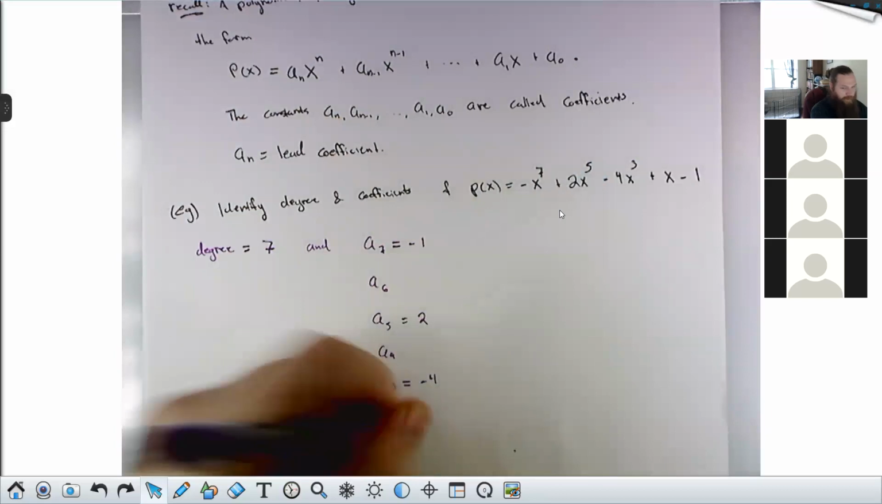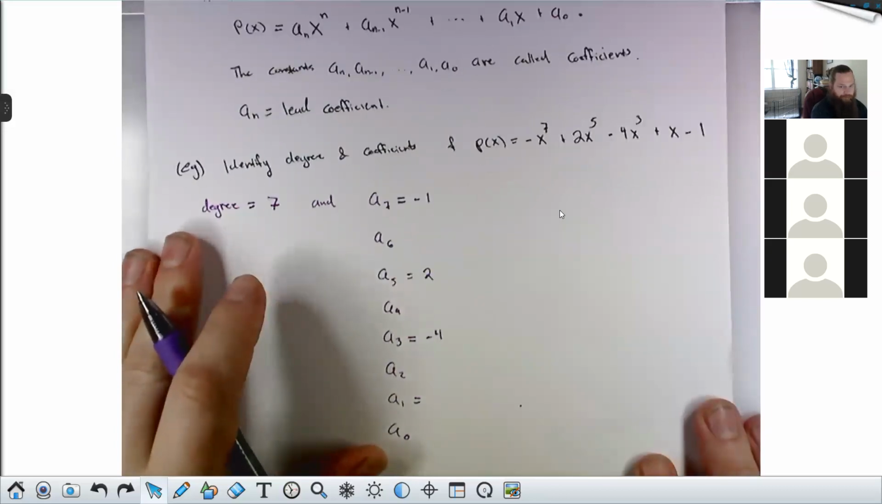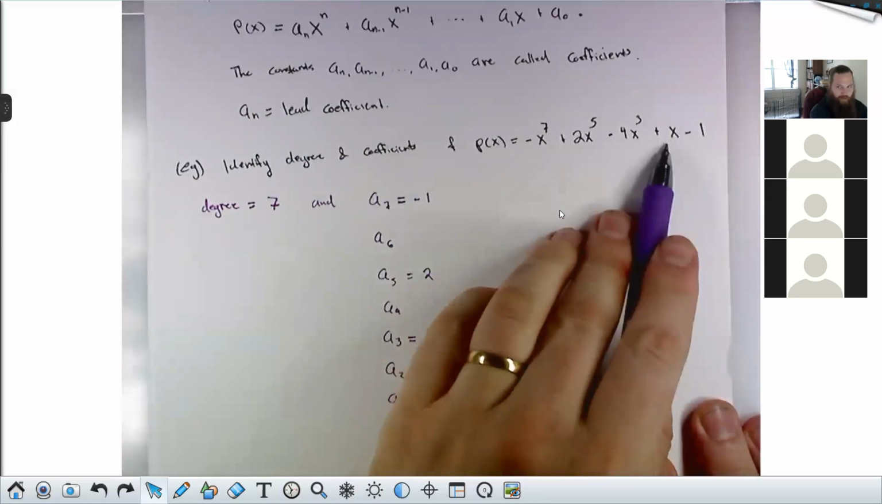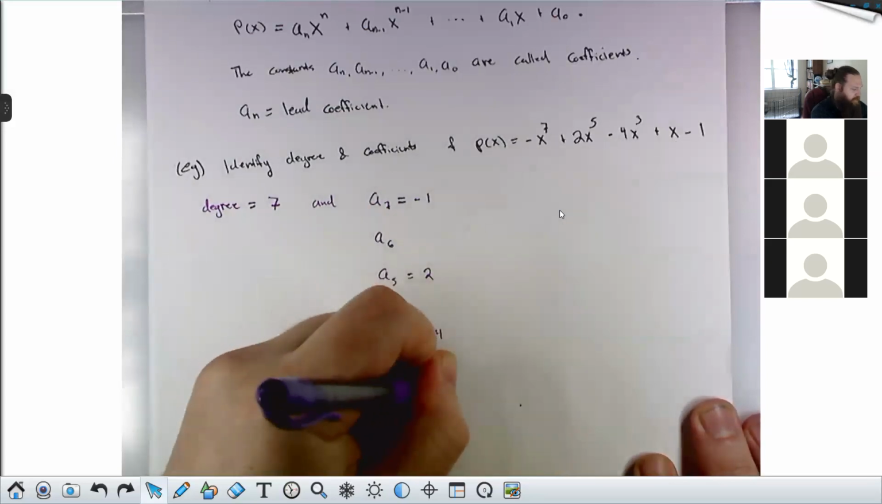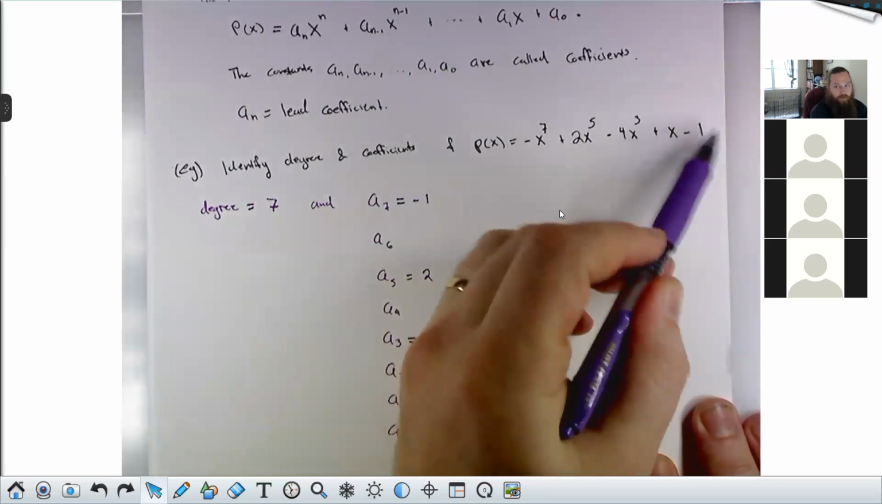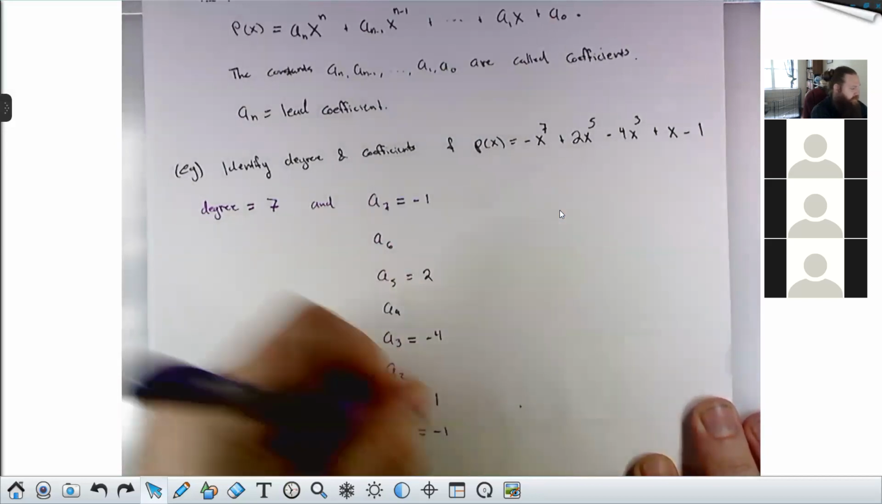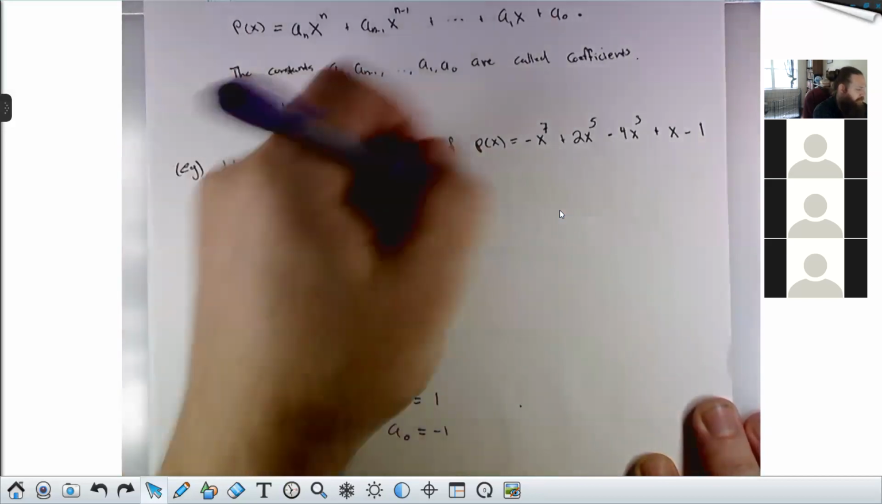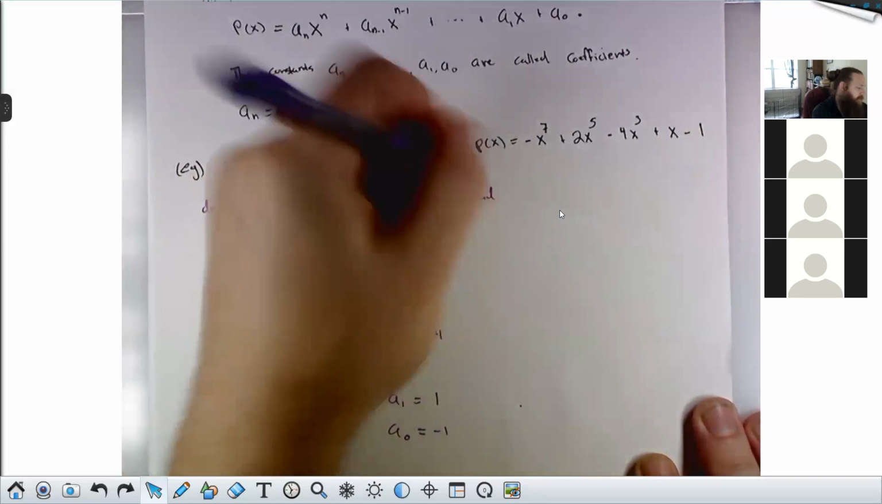A1 is the number that's attached to x to the 1. And x on its own, that's the same as just 1x, so that's 1. And A0 is the constant term here, which is just -1. So coming back up here, this is the thing we call the lead coefficient.